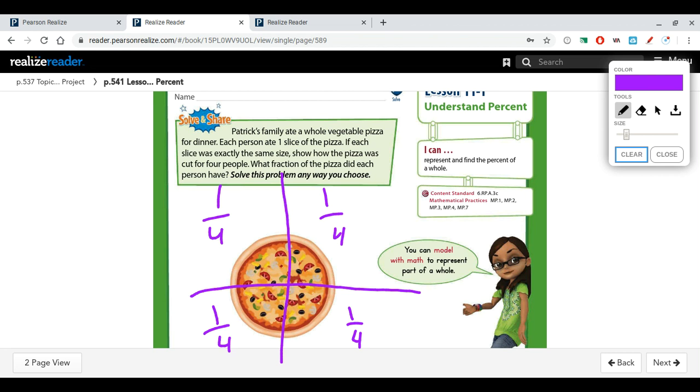Now, when we talk about 1/4 and we look at what a percent is going to be, we can write this as a decimal. So 1/4 is going to be equal to 25 hundredths. And then from there, I can take my 25 hundredths and write that as a percent, and it would be 25%. So each person would have eaten 25% of the whole pizza.